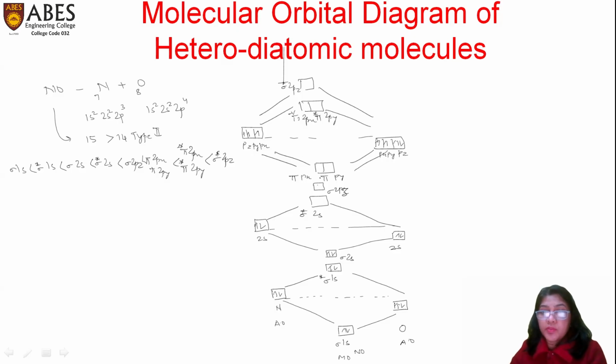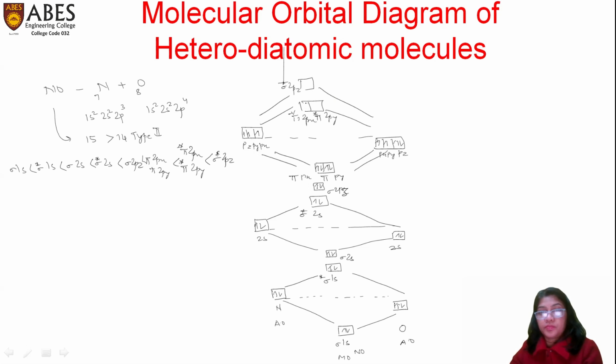Now filling up the electrons. For p orbitals, the total number of electrons is 4 for the oxygen atom and 3 for the nitrogen atom, so 4 plus 3, there will be 7. We will be filling up from the lower energy: 1, 2, 3, 4, 5, 6.